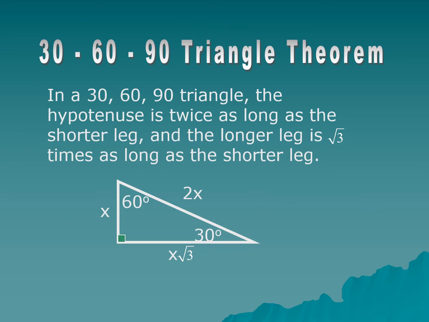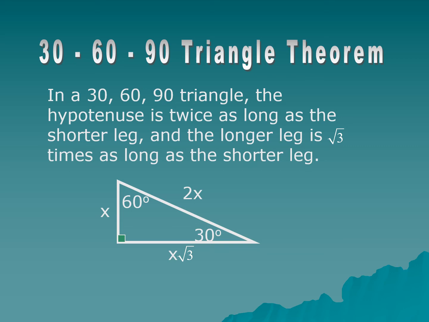Okay, let's move on to the 30, 60, 90 triangle theorem. Notice in this triangle we have a short side, a medium side, and a long hypotenuse. 3 different lengths. The theorem says in a 30, 60, 90 right triangle, the hypotenuse is twice as long as the shorter leg.